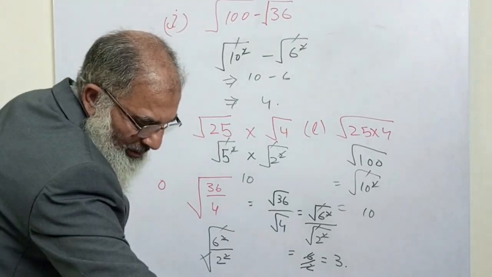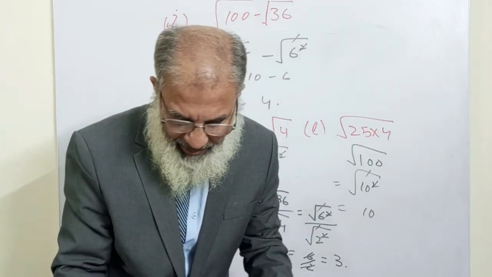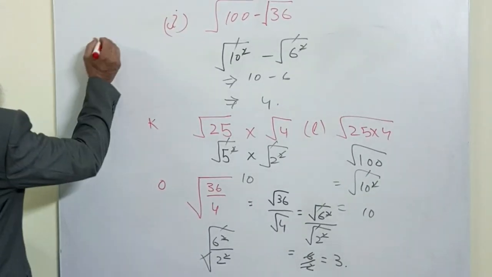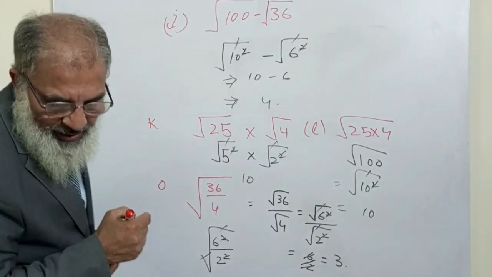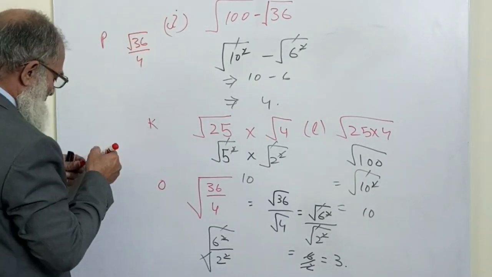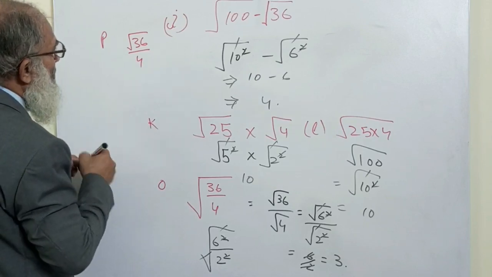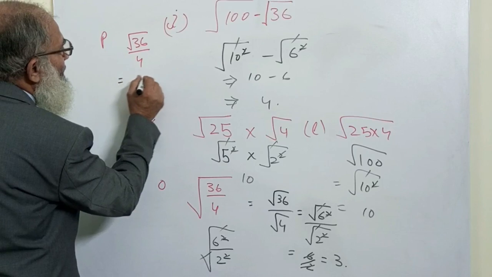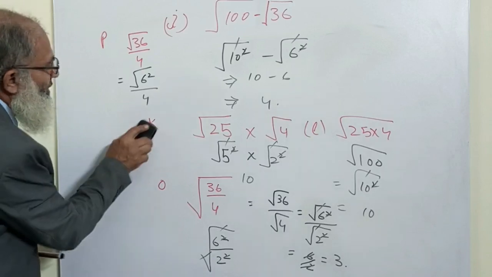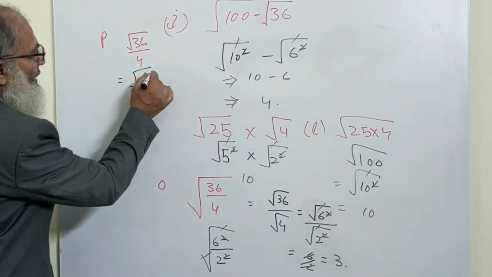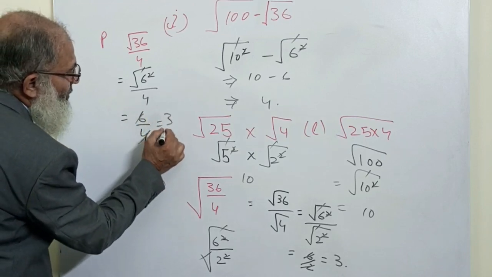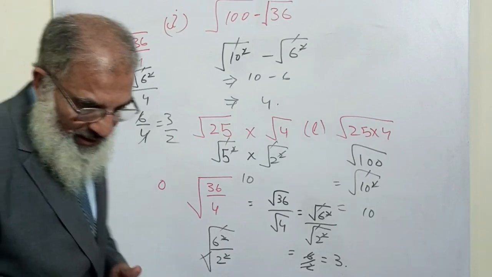One more question in this part, and that is P. I just do it somewhere here, P, because I am in a hurry today, and that is root of 6 upon 4. Again, it is like this, 6 square upon 4, and it cancels with this. So what we come to is like this, and it is 3 upon 2. So question number 7 is completed.